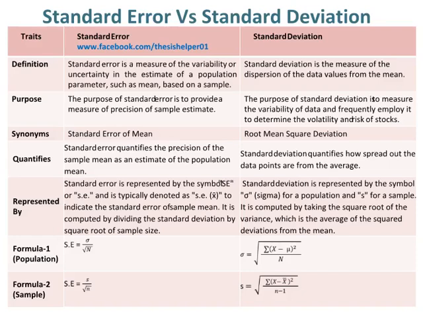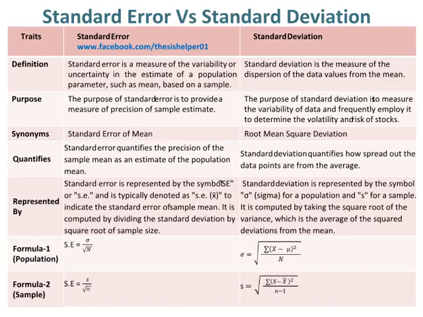The purpose of standard error is to provide a measure of precision of sample estimate. Whereas, the purpose of standard deviation is to measure the variability of data and frequently employ it to determine the volatility and risk of stocks. The synonym of standard error is standard error of mean, whereas the synonym of standard deviation is root mean square deviation. Standard error quantifies the precision of the sample mean as an estimate of the population mean, whereas standard deviation shows how spread out the data points are from the average.